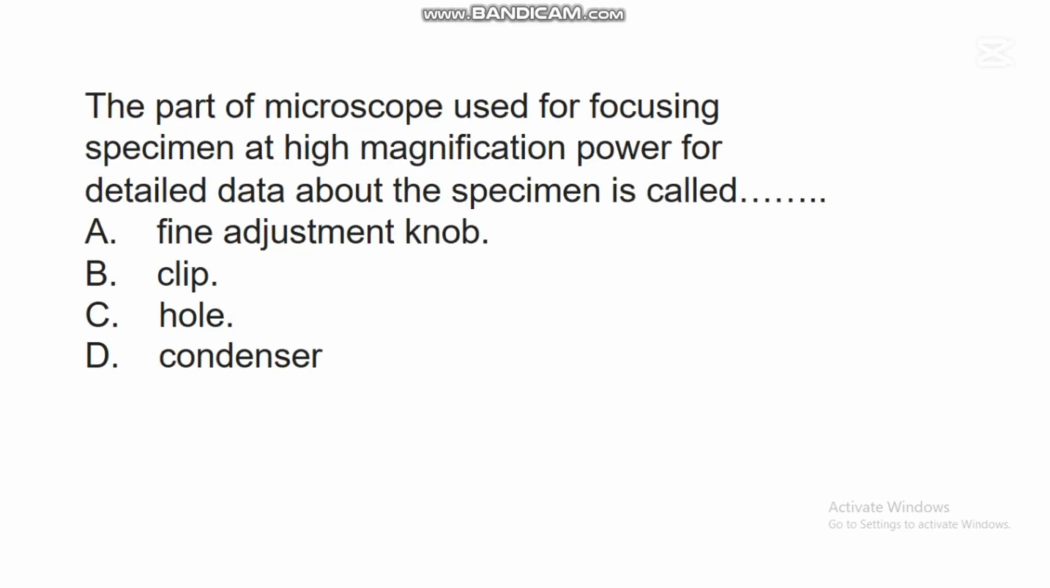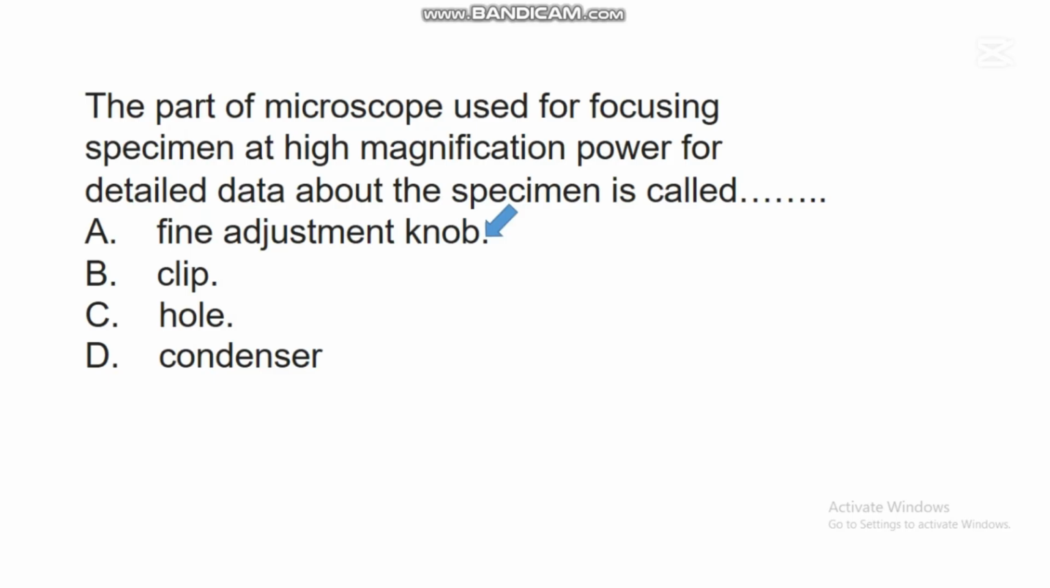The next question says, the part of microscope used for focusing specimen at high magnification power for detailed data about the specimen is called dash. A. Fine adjustment knob. B. Clip. C. Hole. D. Condenser. In this question, the correct answer is A.